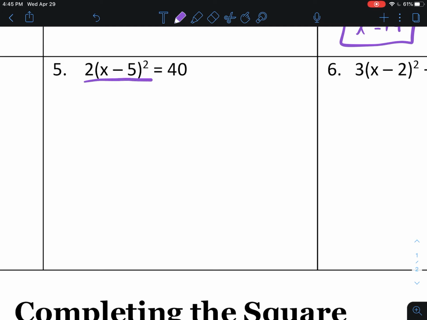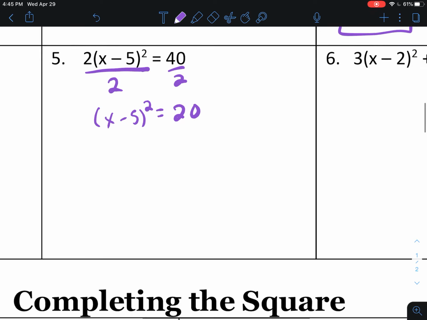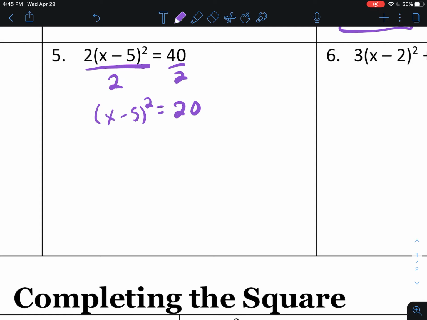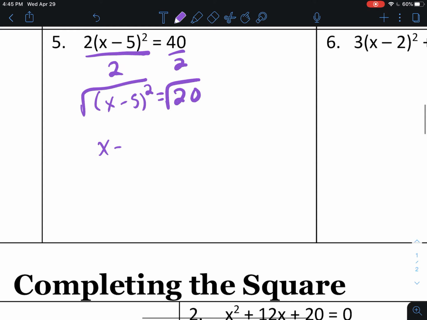This one, it's almost by itself here, but we got to divide off the 2. When we do that, we get x minus 5 squared is equal to 20. Okay, so now the squared is by itself, so then we can put in our square root. We get x minus 5 is equal to plus or minus the square root of 20.